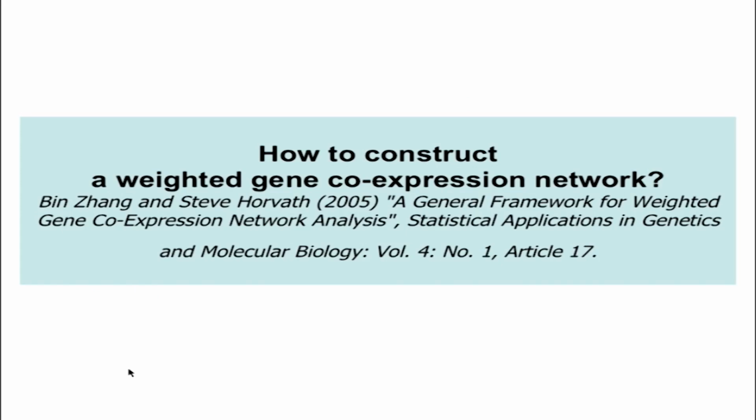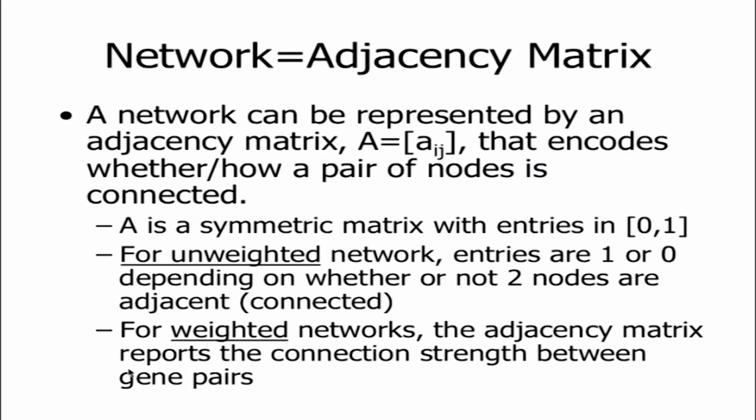Now, what do I mean by a network? A network is really specified by a symmetric matrix, which is referred to as adjacency matrix. So it's a symmetric matrix where all entries lie in the interval 0 and 1. And now for an unweighted network, the entries are either 1 or 0, meaning the two genes are connected or not connected. But for a weighted network, the adjacency matrix reports a real number, which is the connection strength, right?